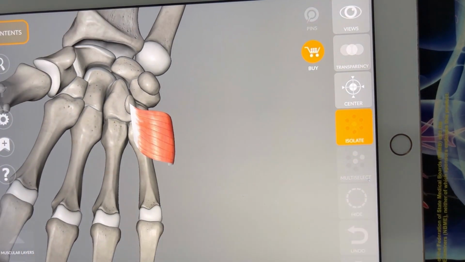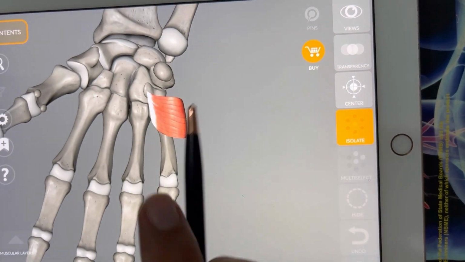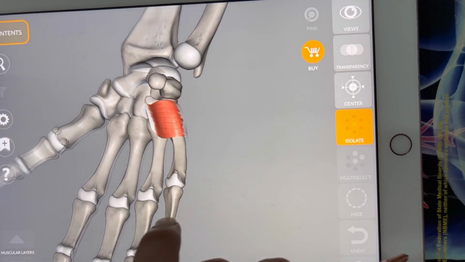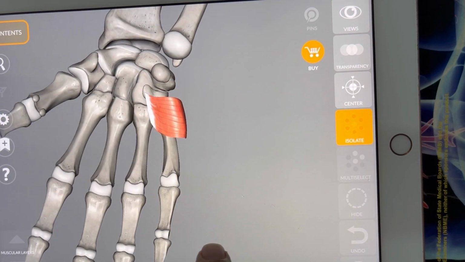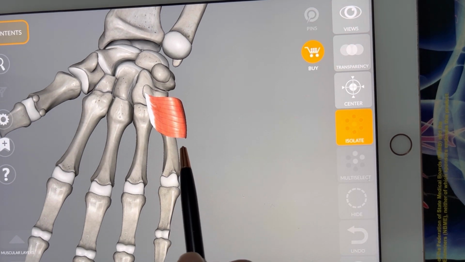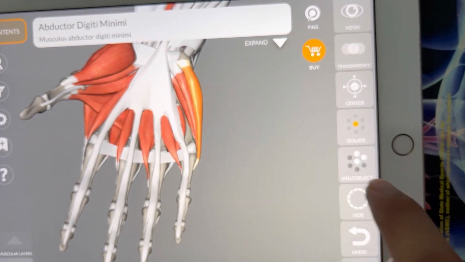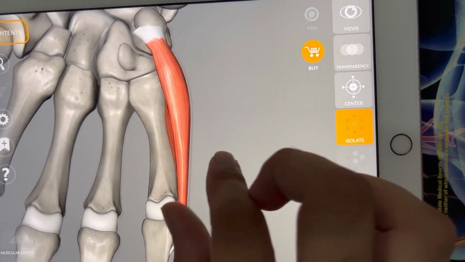Student, this muscle originates from the flexor retinaculum, and it inserts into the skin of the palm. So this muscle plays an important role in the contraction of the skin of the palm. Now student, the another muscle, the abductor digiti minimi muscle.